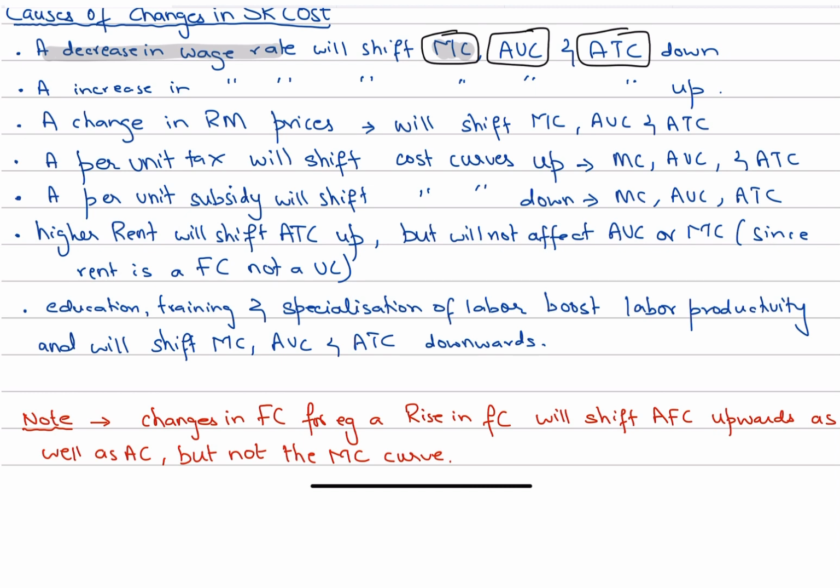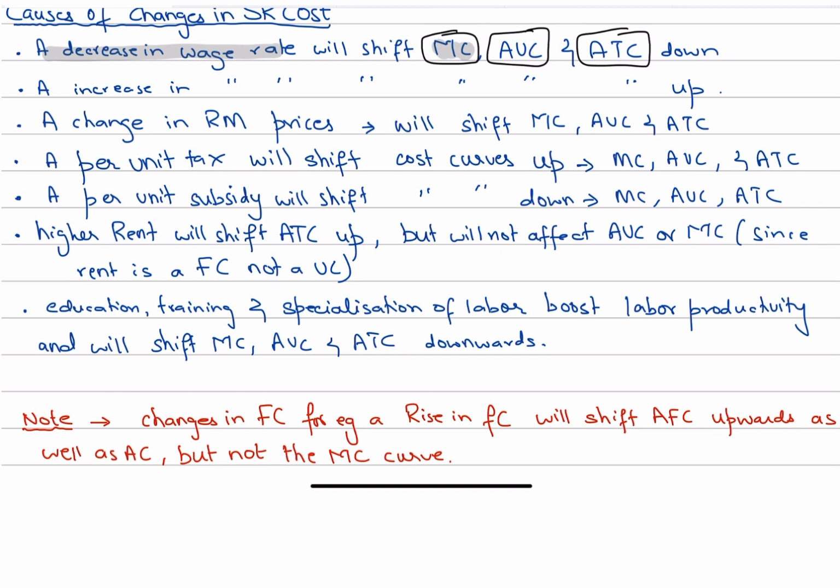And if it's a subsidy by the government, taxes and subsidies represent government intervention. So government intervention could impact a firm's cost as well. A per unit subsidy would shift your marginal cost curve, average variable cost curve, and average total cost curve downwards. On the other hand, in economic theory, fixed cost does not change in the short run, because most of the factors of production are fixed, and even fixed costs will not change in the short run.